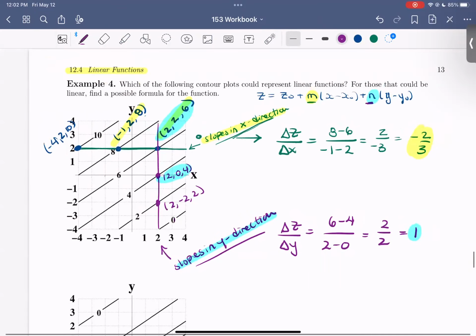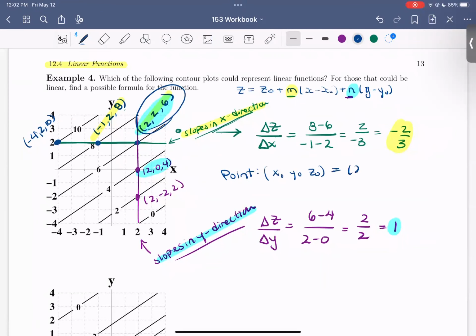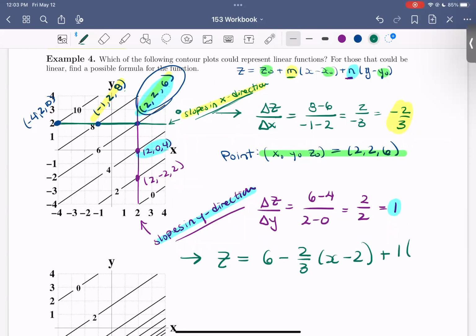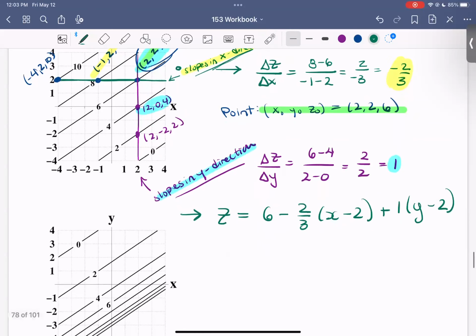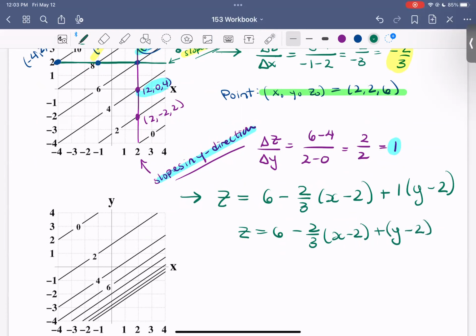Now we just need a point on our map. We've already highlighted some of them. So our point x naught, y naught, z naught. Why don't we just use this guy, 2, 2, 6, because we've used it a bunch already. Might as well let it stick to be our favorite. Now we just need to plug in that point and the slopes that we found into our equation. This means that the equation can look like z equals 6 minus 2/3 times x minus 2 plus 1 times y minus 2. Awesome. We could clean that up a little bit by just multiplying the 1 throughout. If we want to be a little cleaner, we can leave it like that.